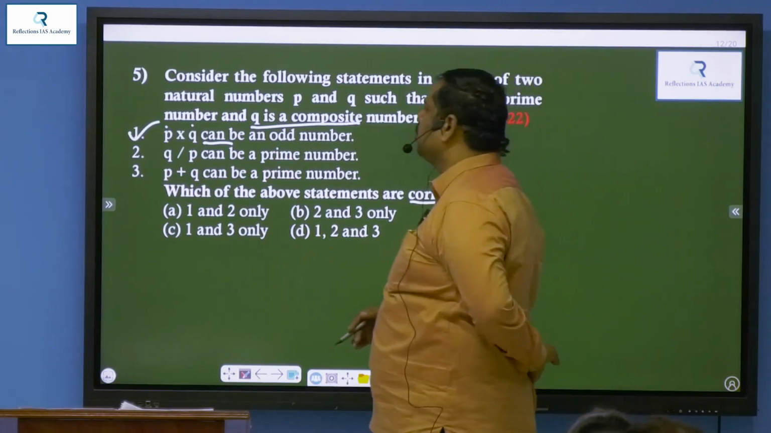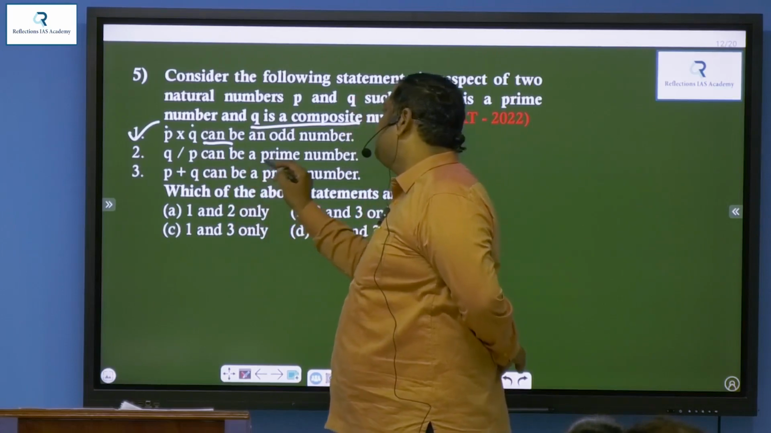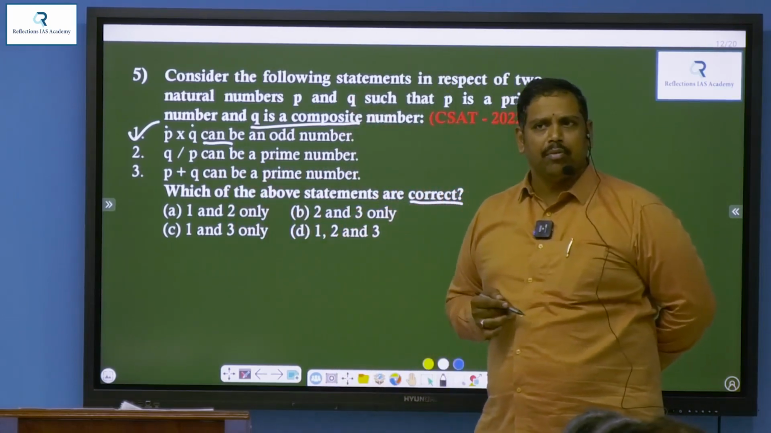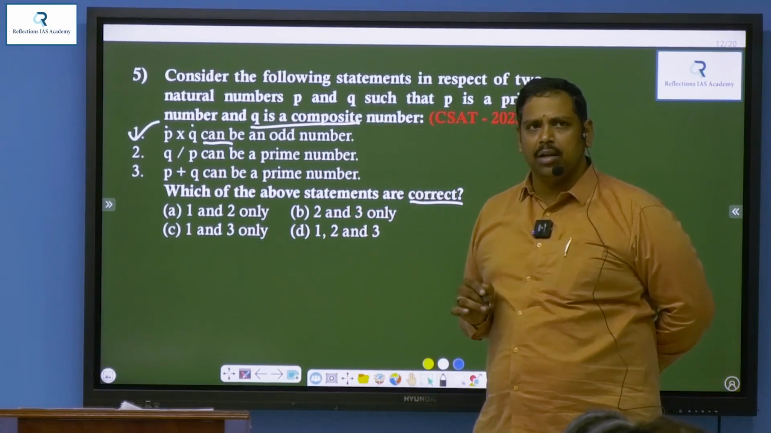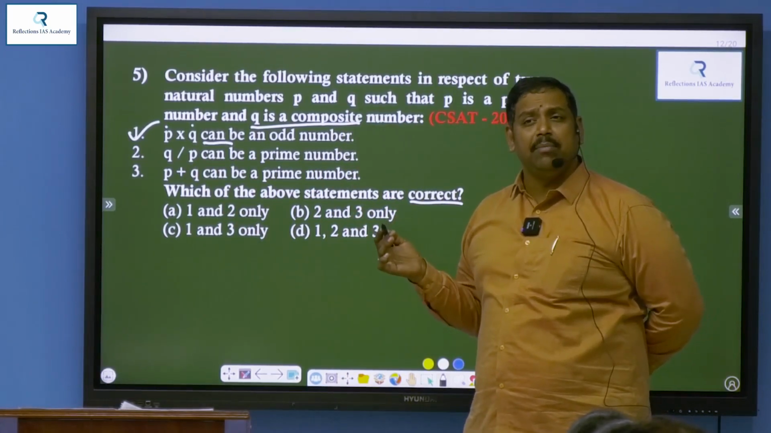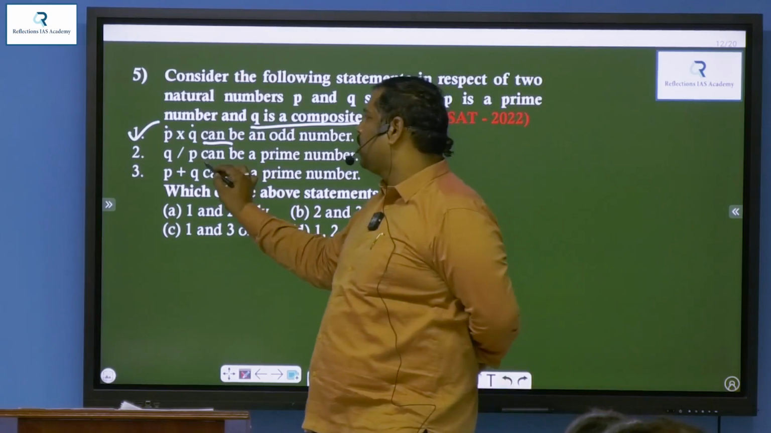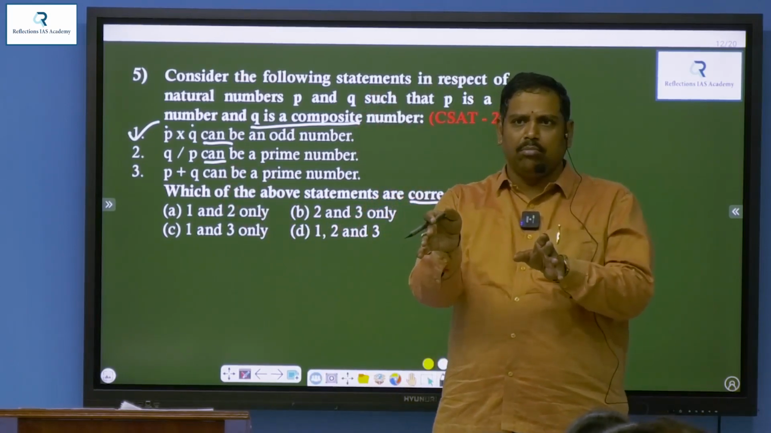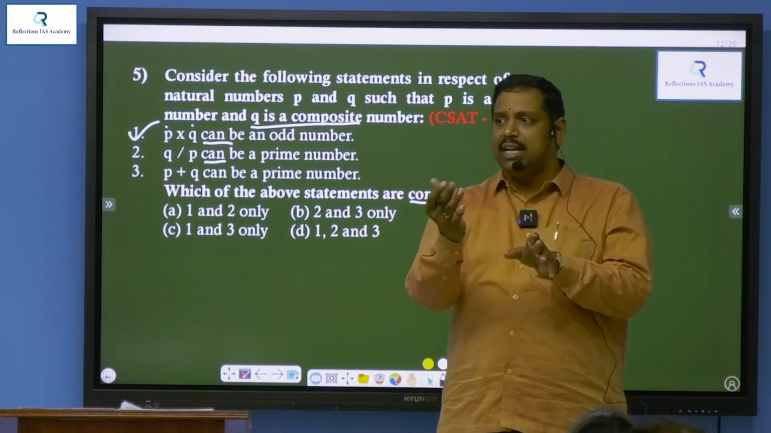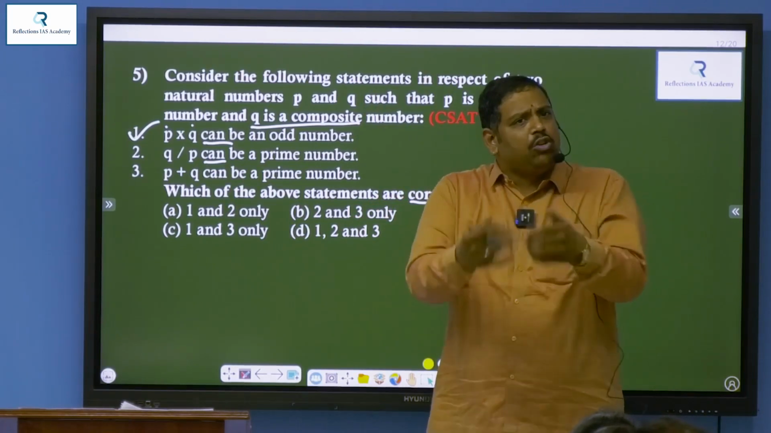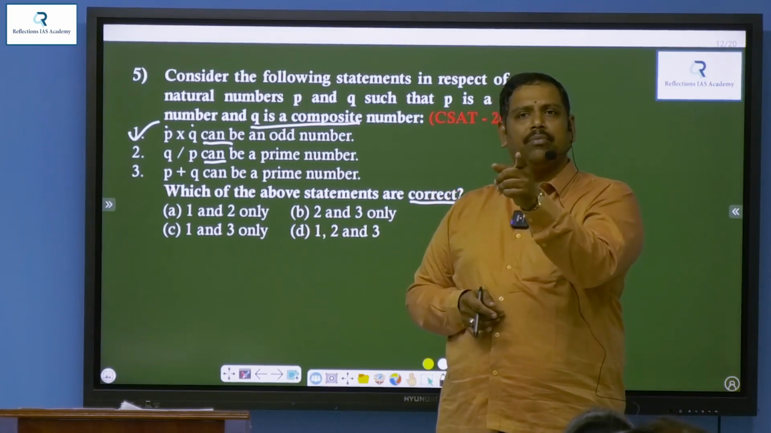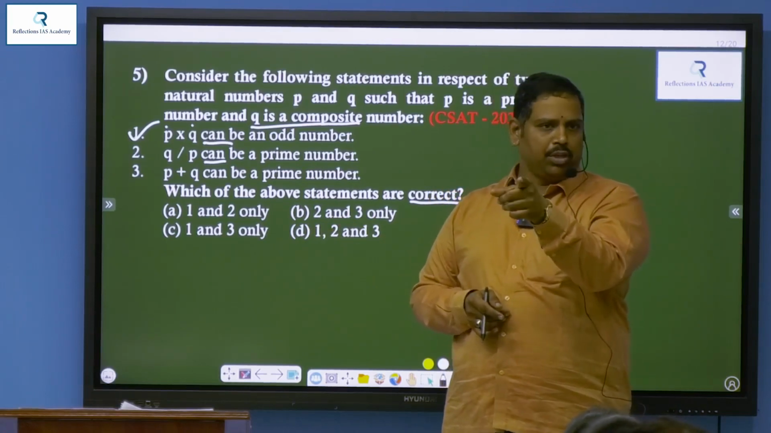Okay, come to the second one. Q by P can be a prime number. Q, what is Q? Composite. What is P? Prime number. He is asking can. Can means possibility again. So always remember, possibility means try to say that it is possible. Try to prove that it is possible. If you are trying to prove but still you are unable to prove, that means it is impossible. Right or wrong?